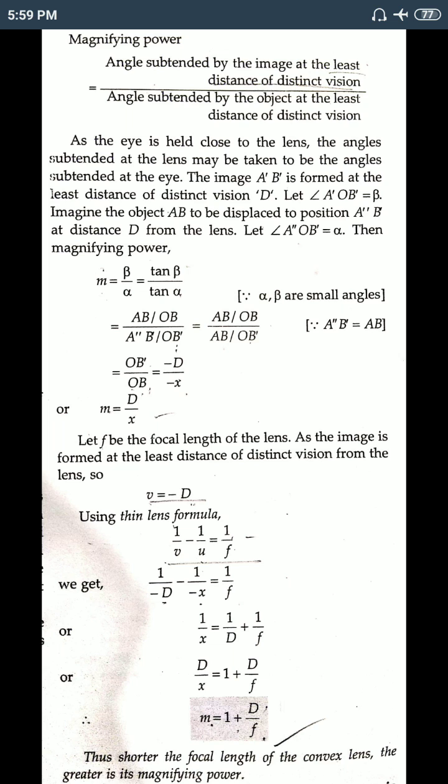From here we can conclude that if the convex lens has a shorter focal length, it has a greater magnifying power. So the magnifying power and the focal length are inversely proportional to each other. If the focal length increases, the magnifying power decreases. So for making a simple microscope we use a convex lens having a short focal length, so that the magnifying power of the microscope will be greater. This is at the distance of distinct vision.